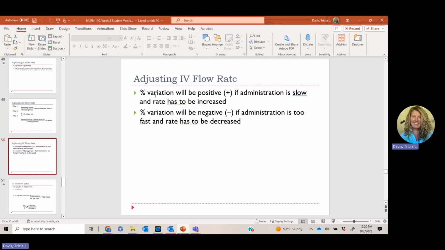The percentage of variation will always be positive if the administration is slow and the rate has to be increased. So if we're increasing the fluid for some reason to make it go in faster, it's going to be positive. The variation will be negative if the administration is too fast and the rate has to be decreased.